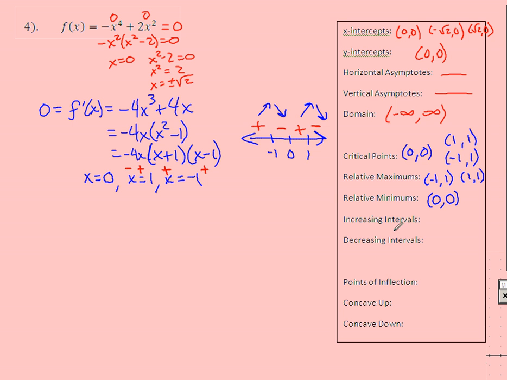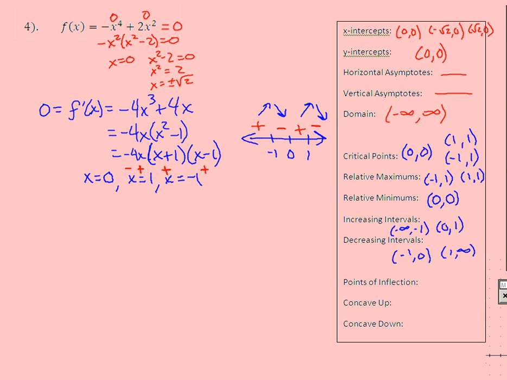Increasing intervals, where are those plus signs? They are from negative infinity to negative 1, and also from 0 to 1. Decreasing intervals are where we went from negative 1 to 0, and also from 1 to infinity.